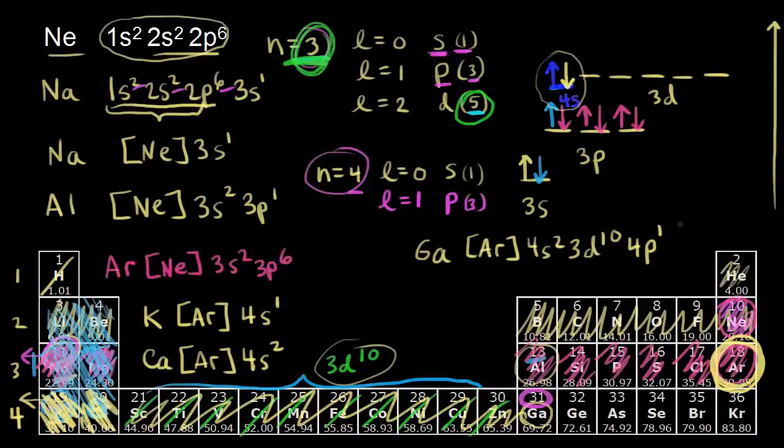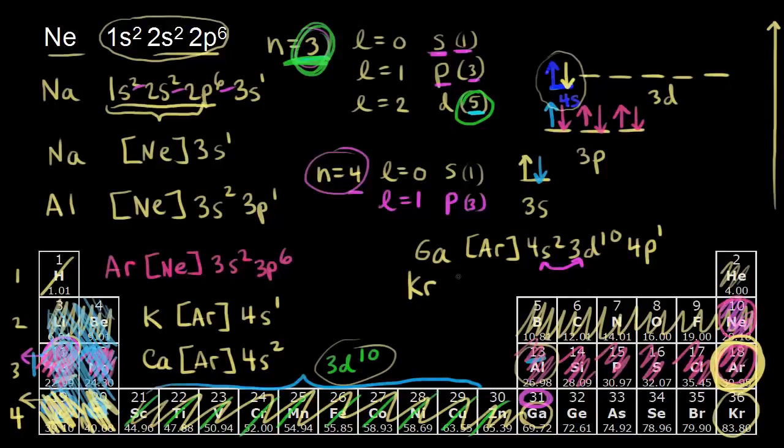So argon 4s2, 3d10, 4p1. Sometimes you might see the 3d10 and the 4s switched in terms of their order. So you might see 3d10, 4s2, 4p1, and it doesn't really matter how you do it. You'll see both ways done. All right, finally let's do krypton here. So let's do krypton. All right, so our last electron configuration here.